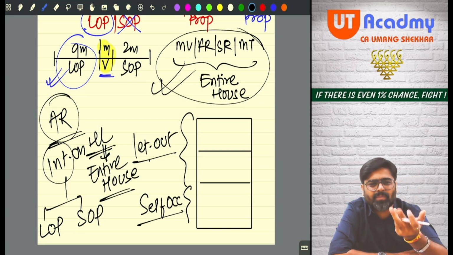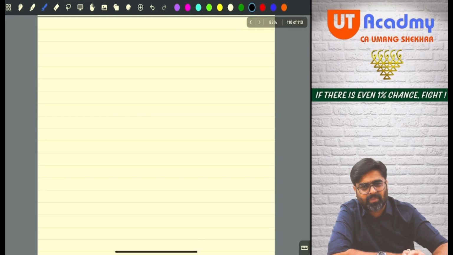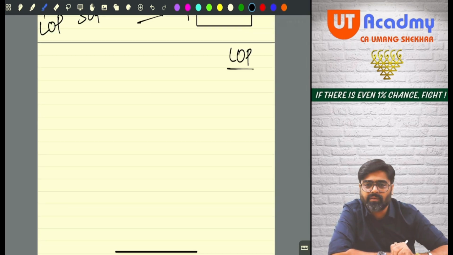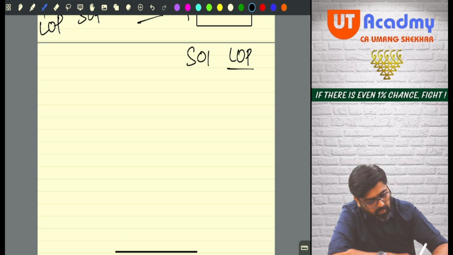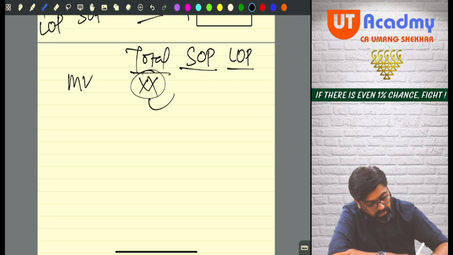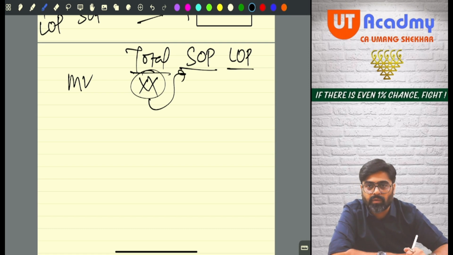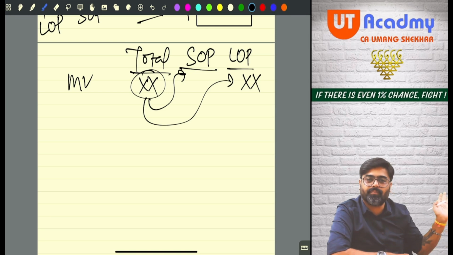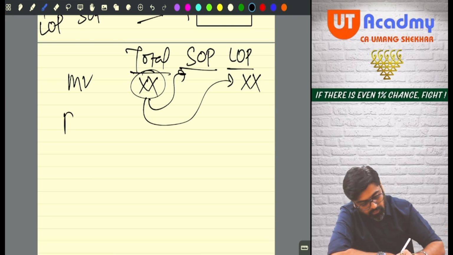Now, how you will present the answer? The presentation will be like this. You will write down let out portion here. You will write down self-occupied portion here. And the total amounts you will write down here. Now, for example, municipal value: here you will write down the total amount. Out of that, this part you will ignore. And the balance part you will take here to calculate LOP income. Likewise, fair rent will be there.